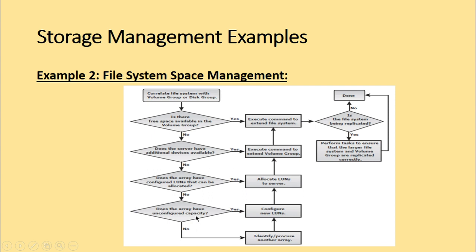If not, we need to check one more condition, the last condition: does the array have unconfigured capacity? If yes, we need to configure new elements. If not, we need to identify or procure another array, configure new volumes and new elements on it, allocate those new elements to the server, execute the command to extend the volume group, execute the command to extend the entire file system, and your file system will be extended. So that is one more example for file system space management.